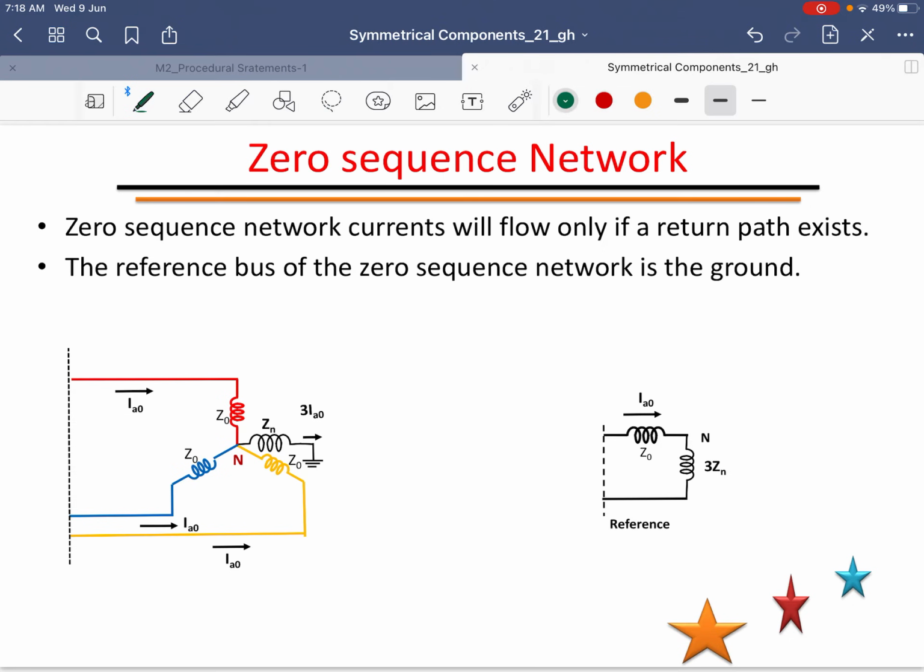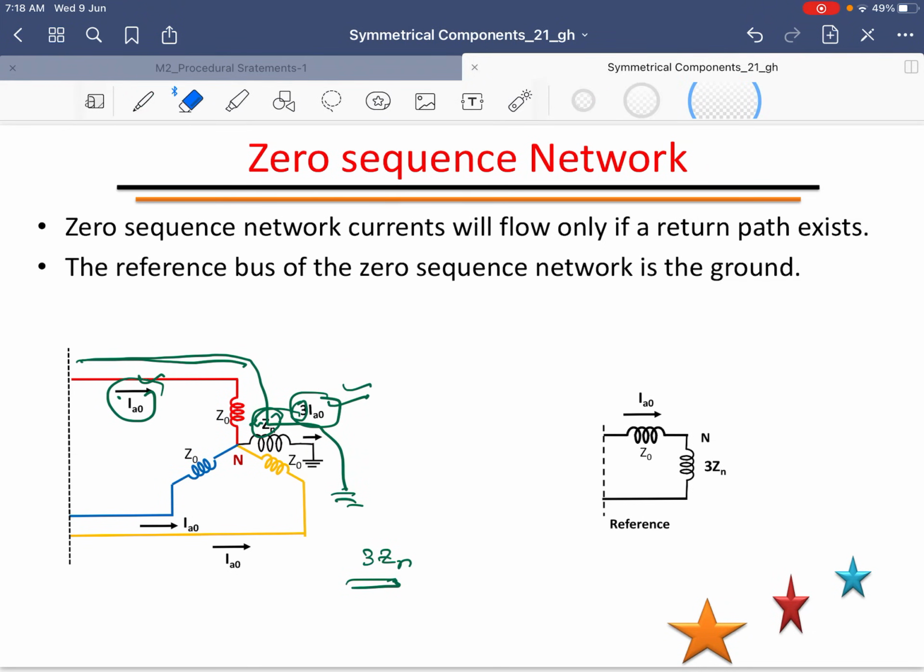Therefore, if you are drawing on a per phase basis, you have to take this path to the ground. But while drawing the per phase network, the current here is Ia naught, whereas the current here is 3 times Ia naught. You should not draw a series circuit with Zn carrying 3 times Ia naught and Ia naught. Therefore, I am making an adjustment: this 3 can be added to the Zn. It becomes 3 times Zn and the current reduces to Ia naught. That is for representation purposes. Here also the current is Ia naught, and here also the current is Ia naught. However, the impedance is taken as 3 times Zn.